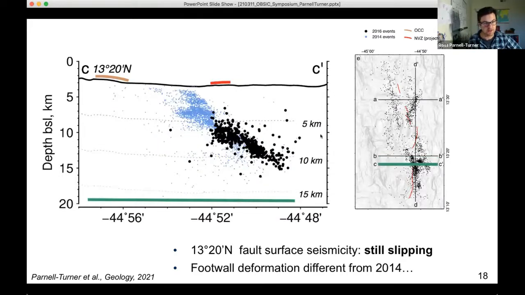And this is the last of those east-west cross sections. So from C to C prime, we're now a little bit to the south of the 1320 detachment. And you can see this very well-defined dipping pattern of microearthquakes heading off to the west of the dome, which we think could either represent the fault surface, or even be some relationship between the main detachment fault surface and volcanic activity associated with the AVR.